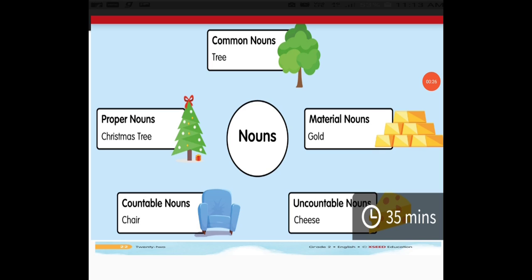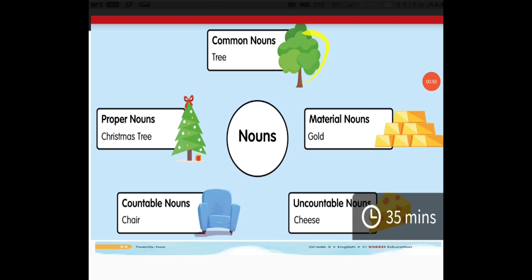What is a noun? A noun is the name of a person, place, things and animals. We also call nouns naming words. There are different types of nouns: common noun, proper noun, countable nouns, uncountable nouns and material noun. First of all, we will discuss the common noun.